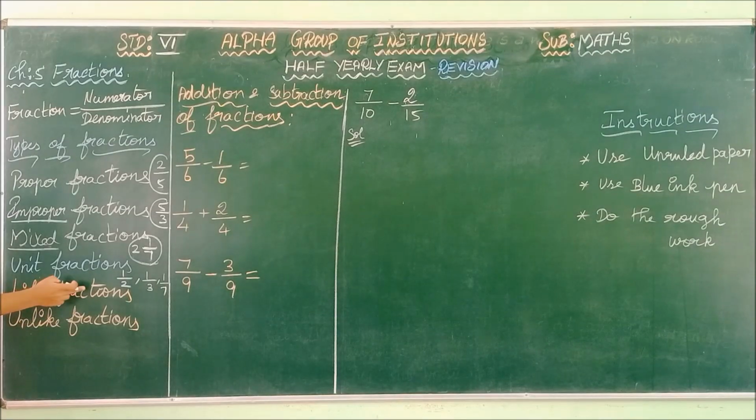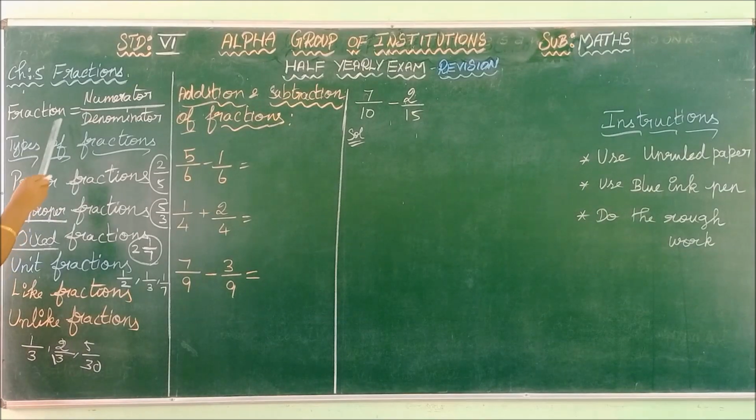What is meant by like fractions? If the denominators are the same, for example 1 by 3, 2 by 3, 5 by 3, see, all the denominators are the same. Such fractions are said to be like fractions. What is meant by unlike fractions? If the denominators are different, for example 3, 13, 30, see, the values of the denominators differ from each other. Such fractions are said to be unlike fractions. Do you understand, children? What is meant by fraction? Fraction is a part of a whole.